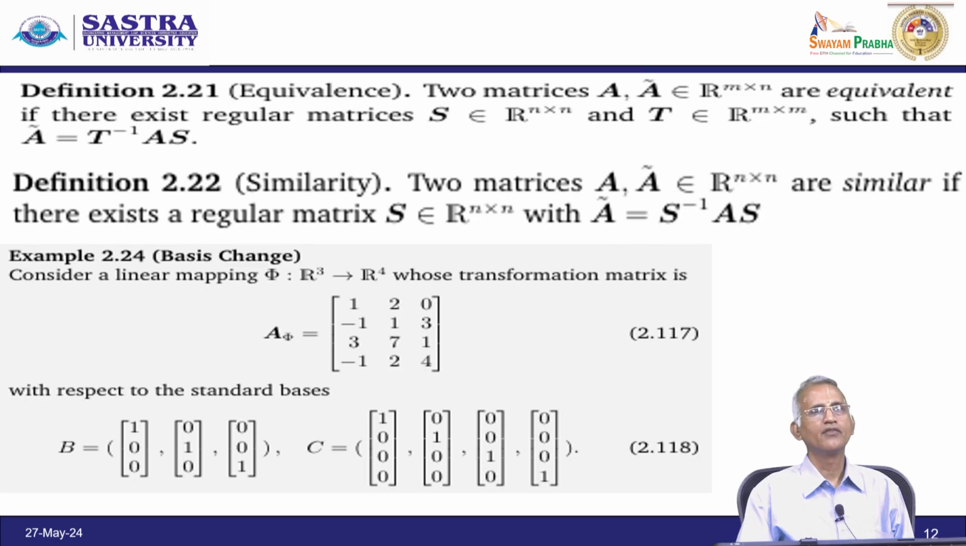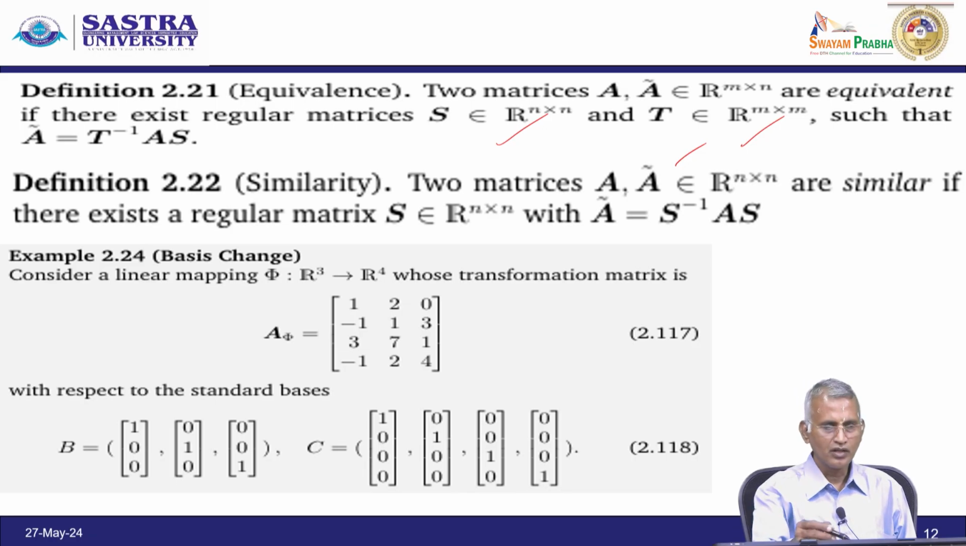Now, we have a definition of equivalence. Two matrices A and A tilde in R power m cross n are equivalent if there exists a regular matrix S in R power n cross n and T in R power m cross m such that A tilde is T inverse A S. If this condition is satisfied, then they are said to be equivalent. And two matrices A and A tilde belonging to R power n cross n are said to be similar if there exists a regular matrix S belonging to R power n cross n with A tilde equal to S inverse A S.